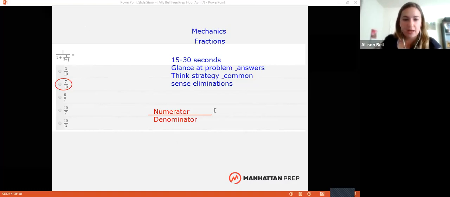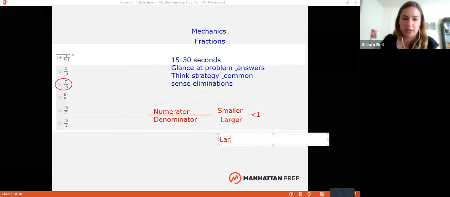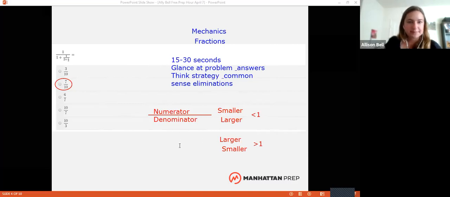So if I have a fraction where the numerator is smaller and the denominator is larger, then I know my fraction is going to be less than 1. If I reverse that and I say, okay, numerator is larger, denominator is smaller, then I know my fraction is going to be greater than 1. So a quick comparison can help us eliminate some answer choices.